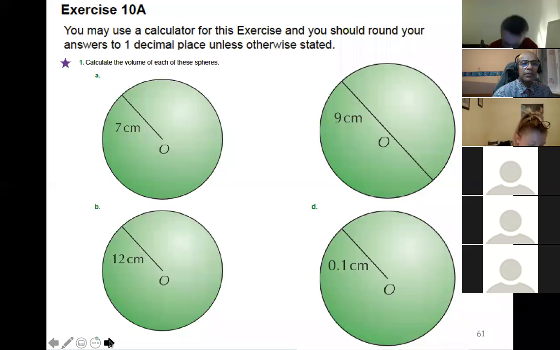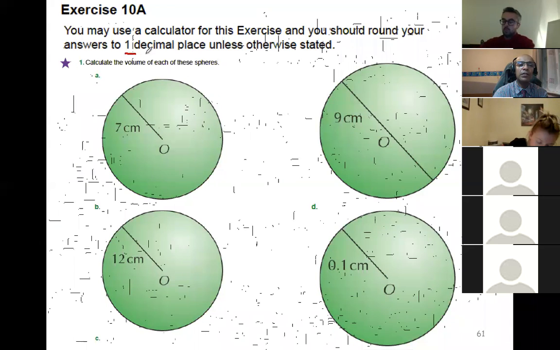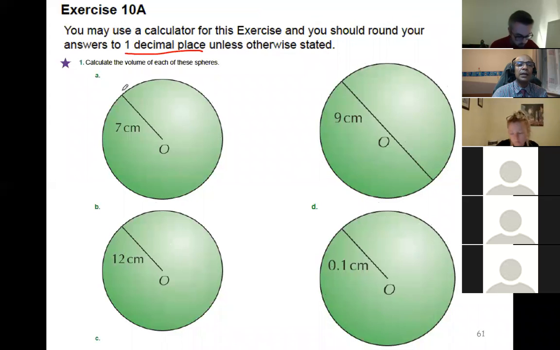Let's have a look. So you may use a calculator for this exercise, and you should round your answers to 1 decimal place unless otherwise stated. So in all the 10A exercises, they've asked us to give it to 1 decimal place. Calculate the volume of these.